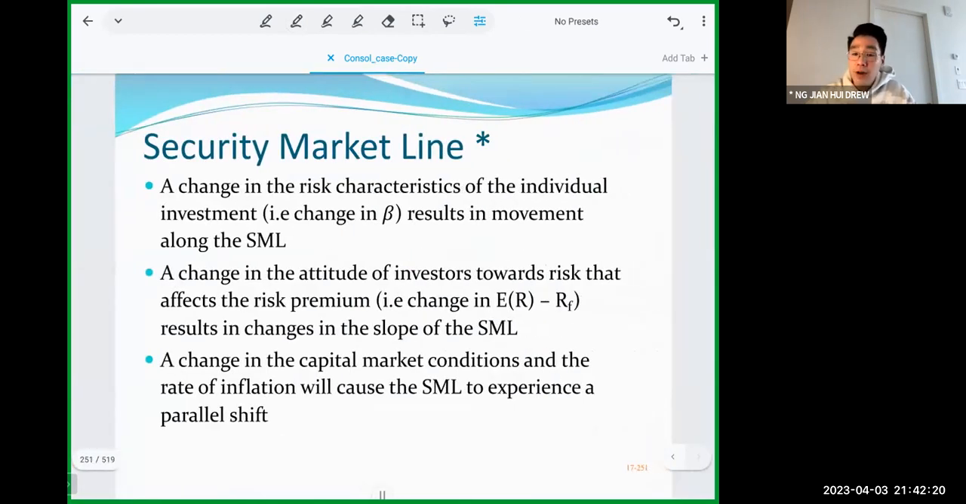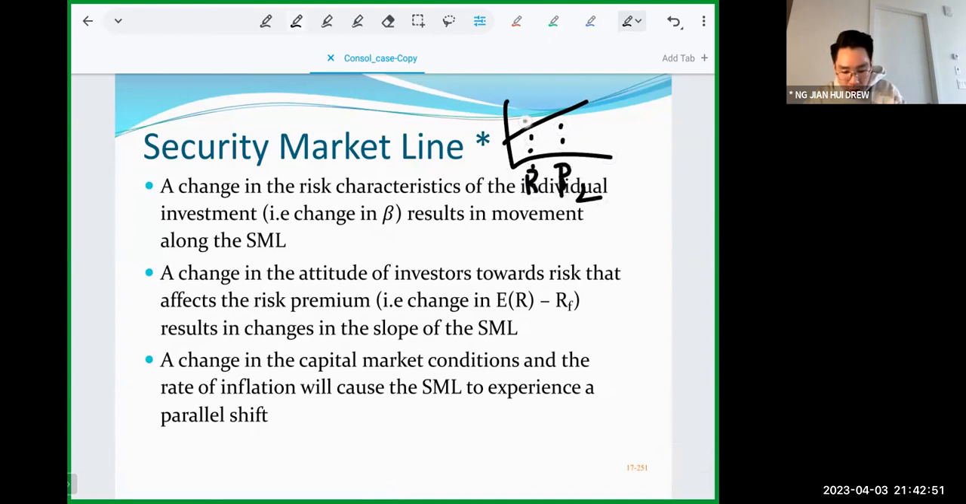Now, there are a few additional interesting ideas of the security market line. A change in the risk characteristics means a change in beta. Remember, the risk characteristics of individuals are systematic risk, and systematic risk is measured by beta. If you change the beta, obviously you will move along the line, so you increase or you decrease.